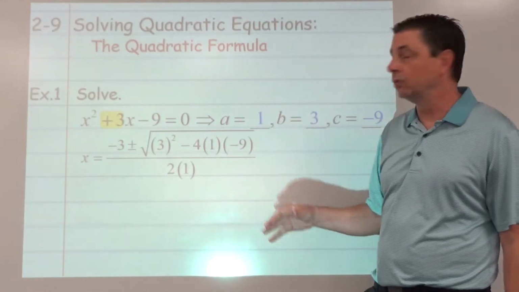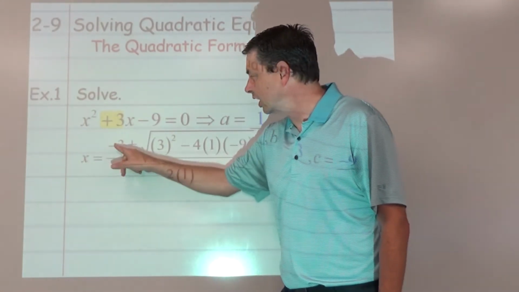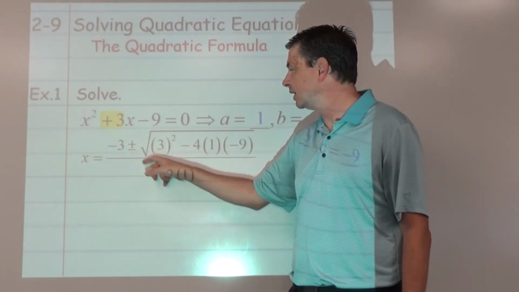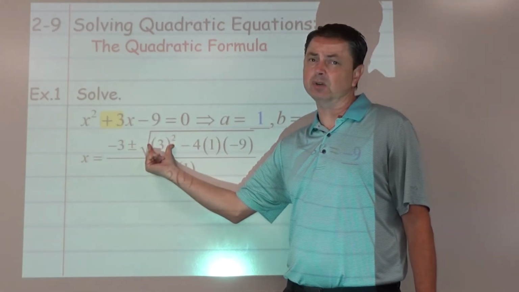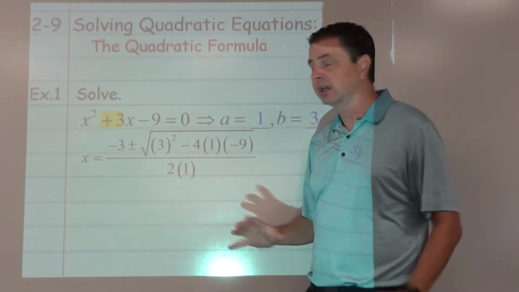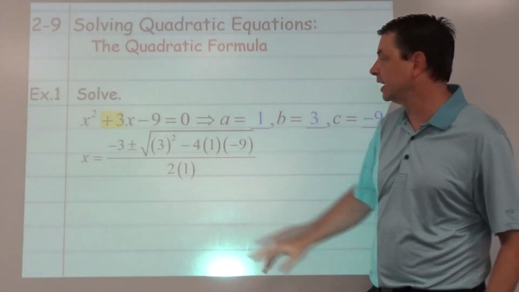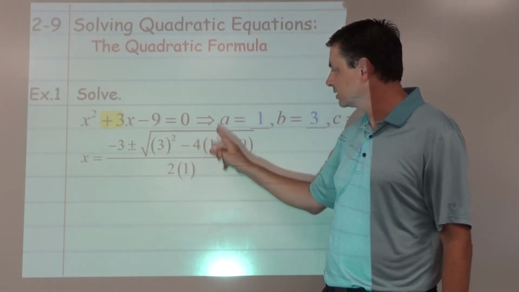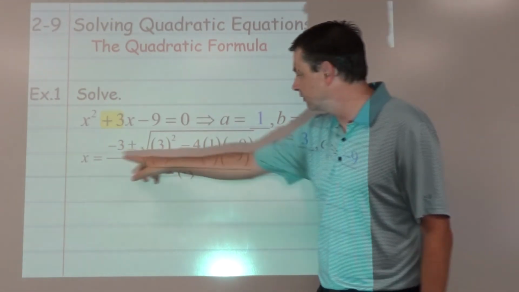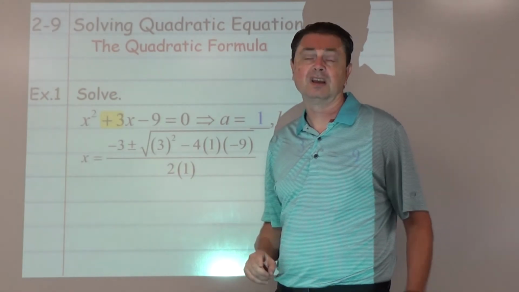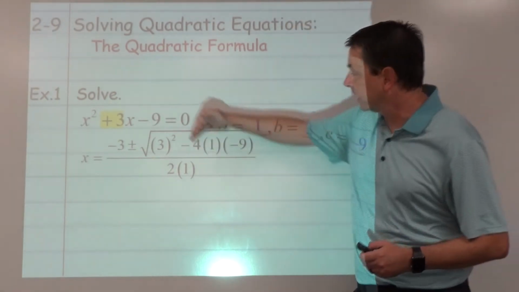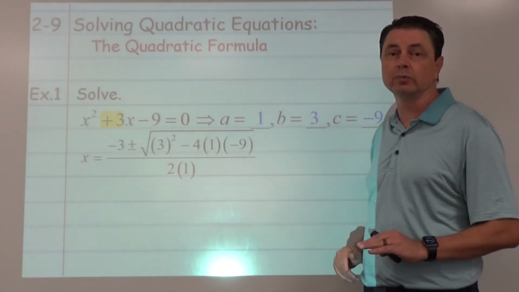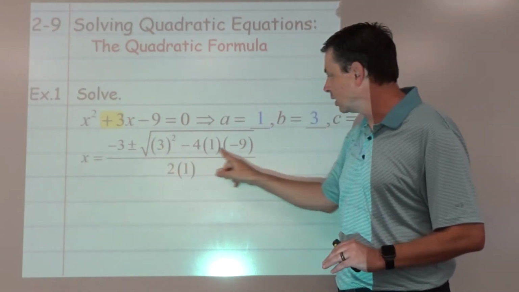We had it from before. So x is the opposite of b, so that would be negative 3 plus or minus. It's always a good idea to use parentheses when we substitute. I'll tell you where you want to use your calculator after we get this set up. B squared minus 4 times a times c, all divided by 2 times a. Where you want to use your calculator is in the part underneath the square root sign. You don't need to press the square root button, just this part right here.